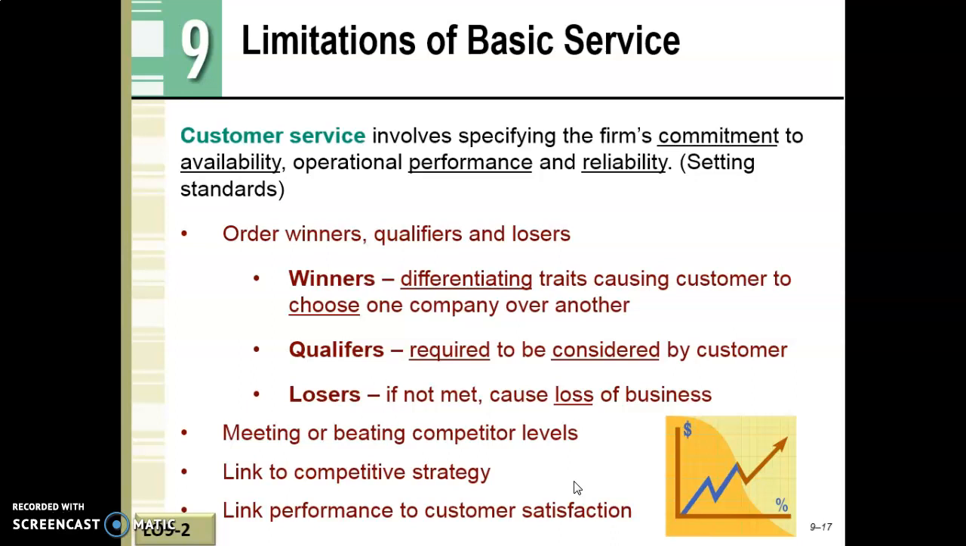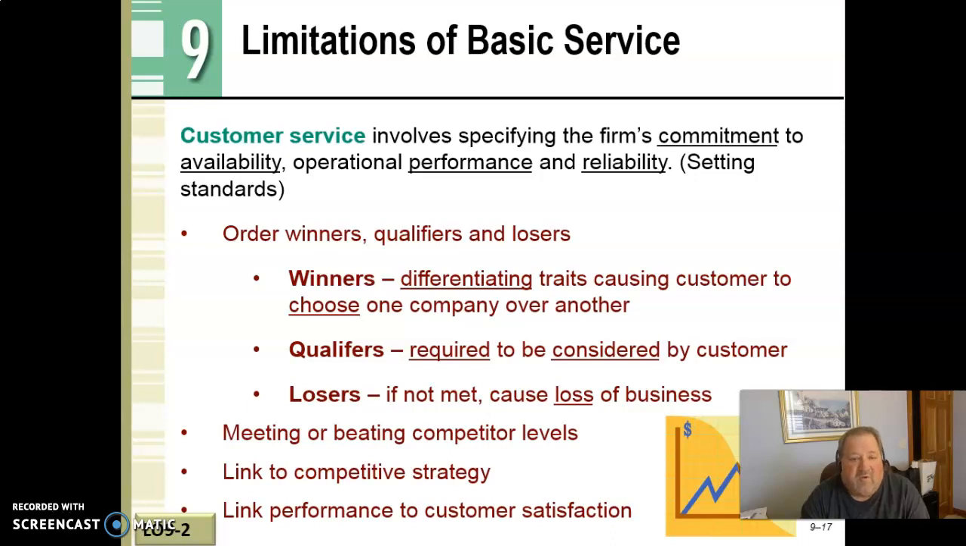So in answering the question, how much basic service should the operational system provide, we certainly need to look at our competition. We need to look at our overall company strategy and what resources we have available. And then also, and probably most importantly, listen to the customer to find out what their expectations are to achieve customer satisfaction.